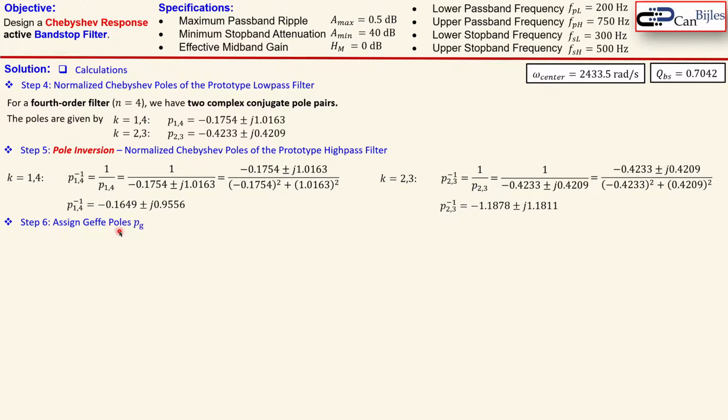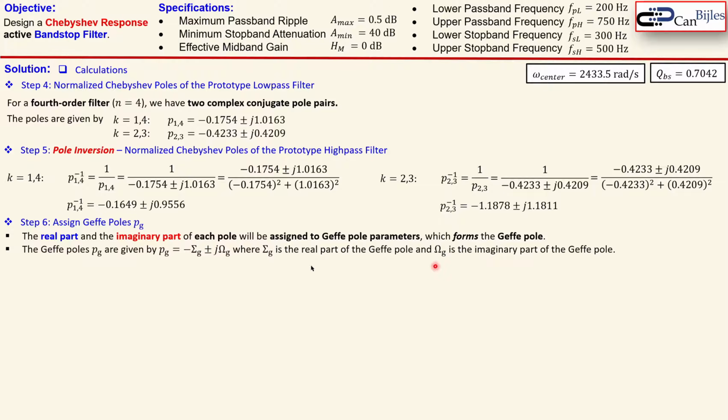Now we need to assign the Geffe poles. This is the algorithm we use, and we'll now have the Geffe poles for each band stop filter stage, which is given by G. Now the real part and imaginary part of each pole will be assigned to a Geffe pole parameter that will be then forming the Geffe poles. And the Geffe pole is given by this expression. You see here the capital letter sigma and the capital letter omega with the subscript G, which is then our stage. Okay, the index G refers to the stage number of the final band stop filter.